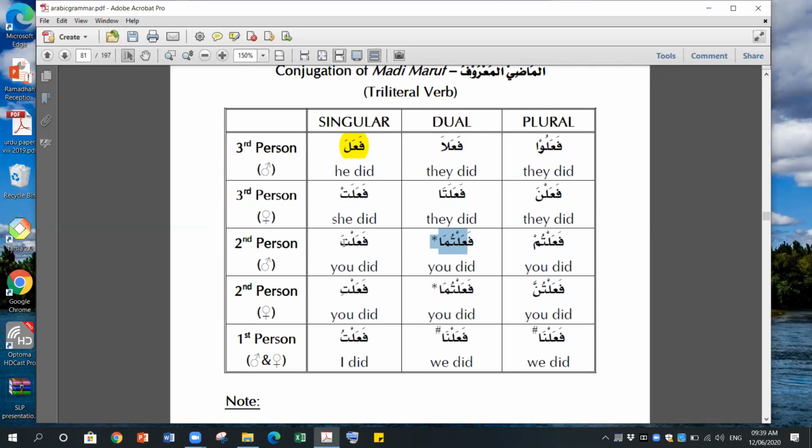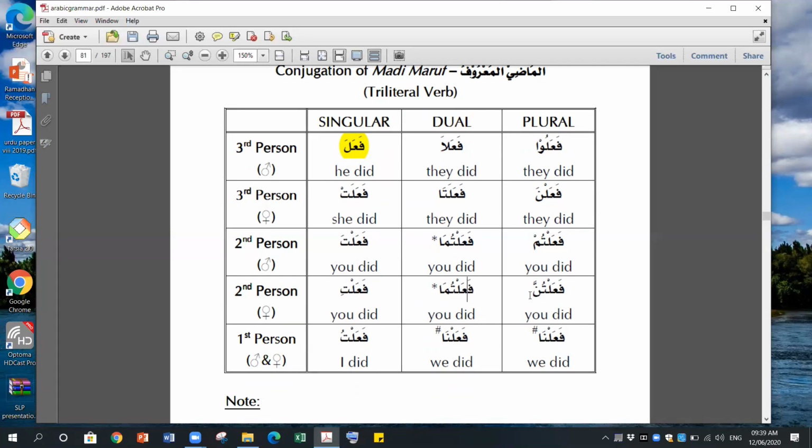Second person. Instead of fa'alta, it is fa'alti now. Very easy. We have done it like ka and ki. Same pattern. Fa'altuma is the same for both masculine and feminine. Tasniya is the same. And fa'altunna.